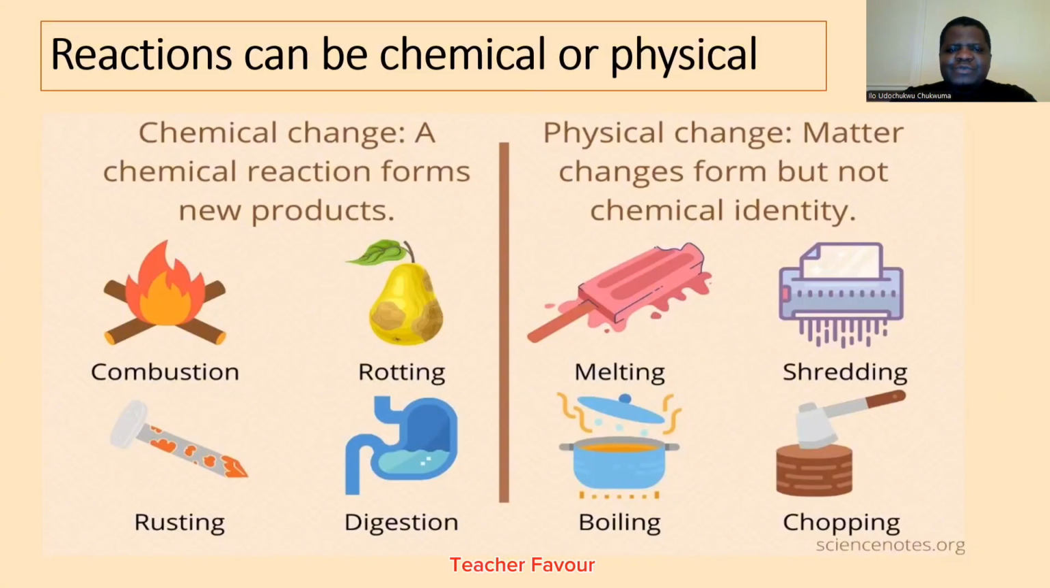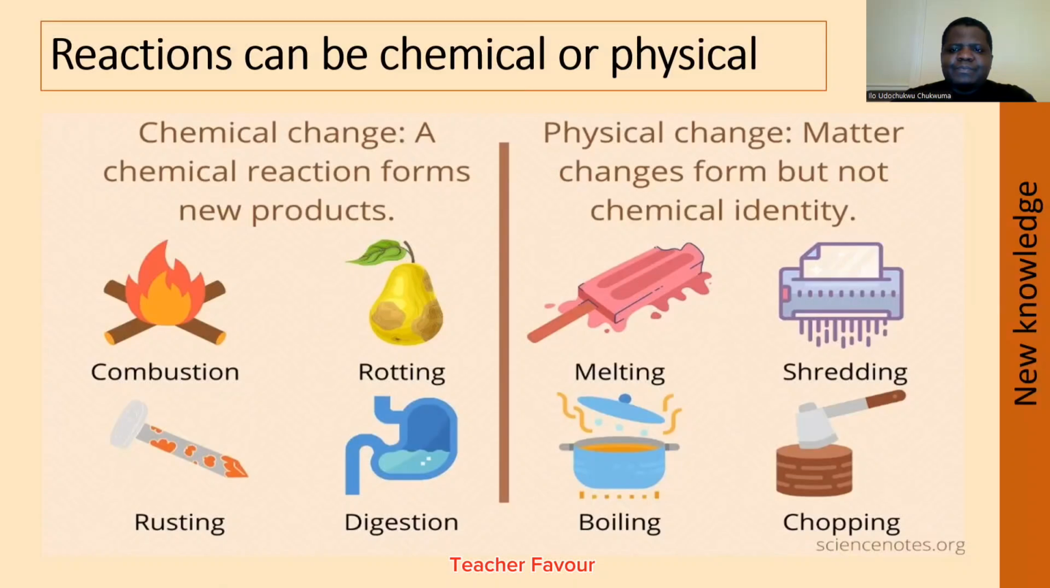The major difference between a chemical change and a physical change is that in a chemical change, new products are being produced, while in a physical change, matter changes its form, but not chemical identity.